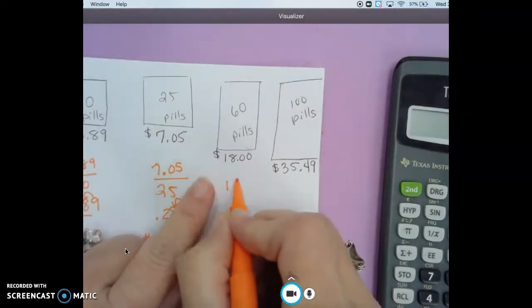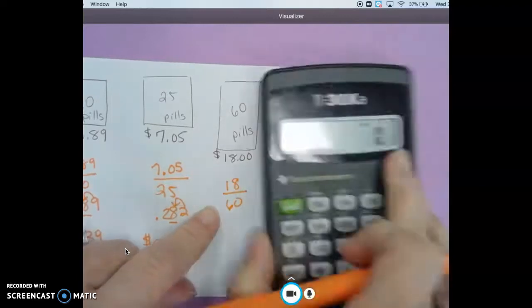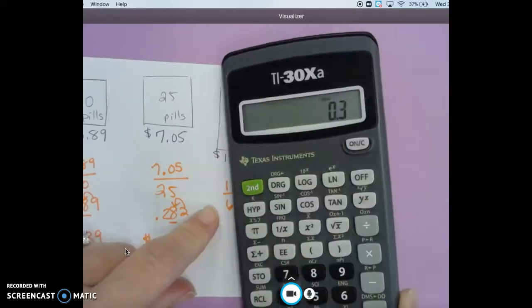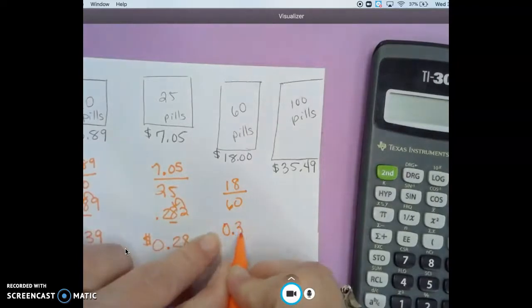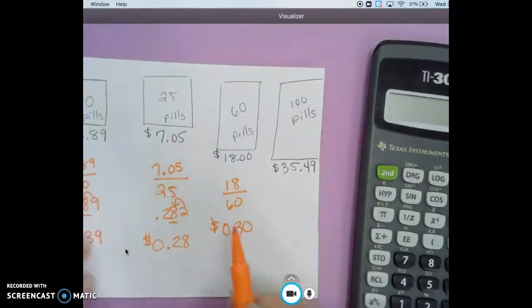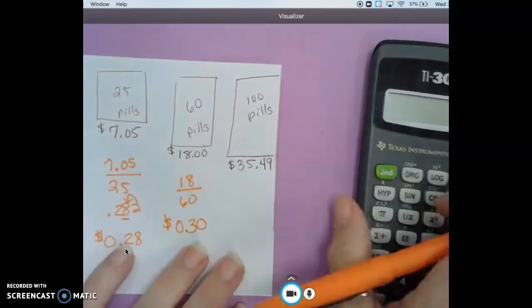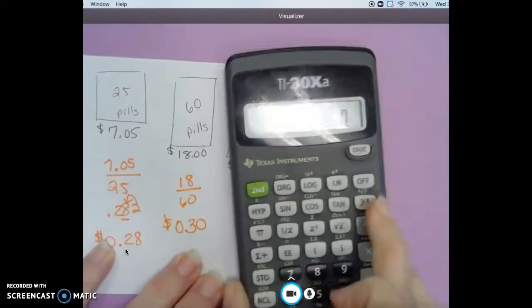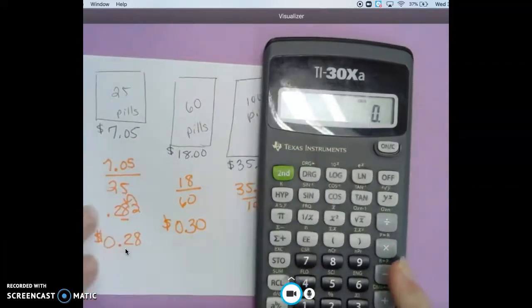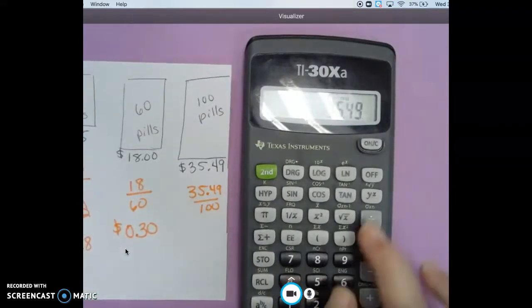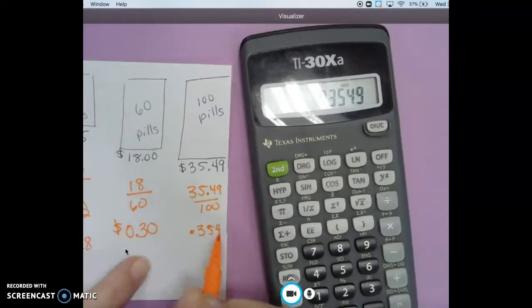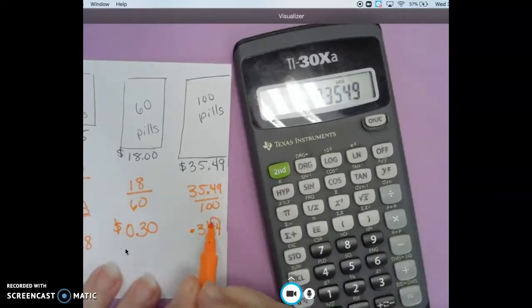So 18 divided by 60. Let's see, 18 divided by 60, and that's 0.3. So when we're talking about money, we would add a 0, and that tells us that those are 30 cents each. And then the last bottle, $35.49 divided by 100, which some of you may be able to do that in your head just by moving the decimal. 35.49 divided by 100. 0.354. So that 4 is going to leave that 5 alone. So then this would be 35 cents.